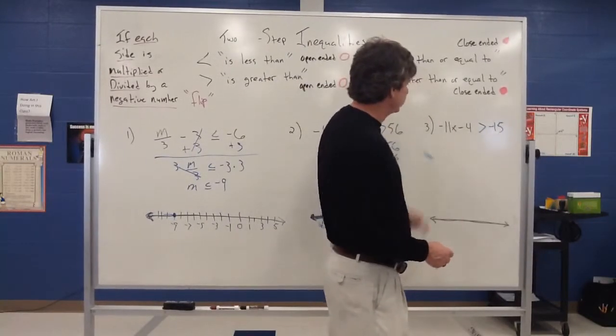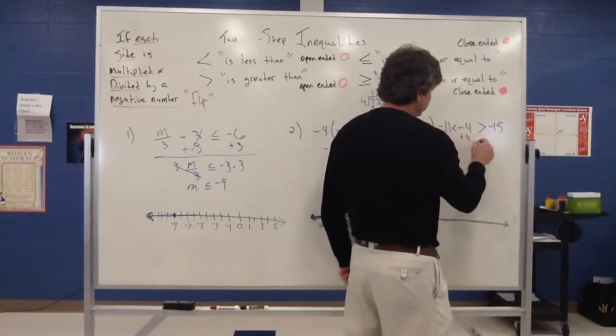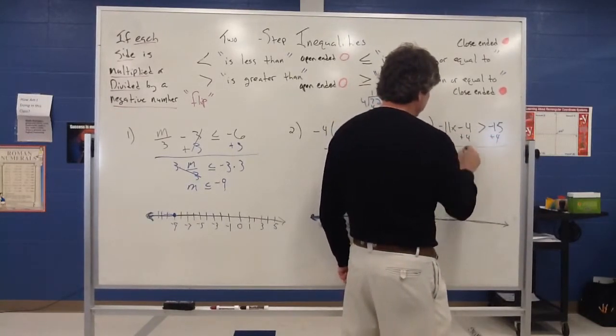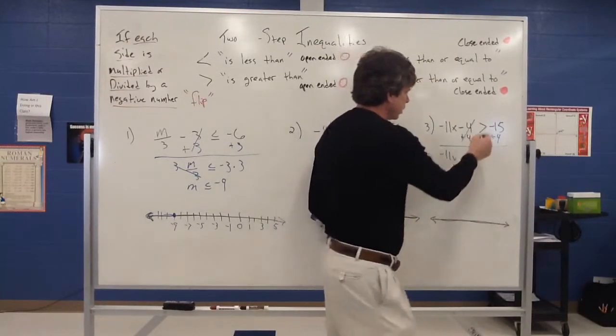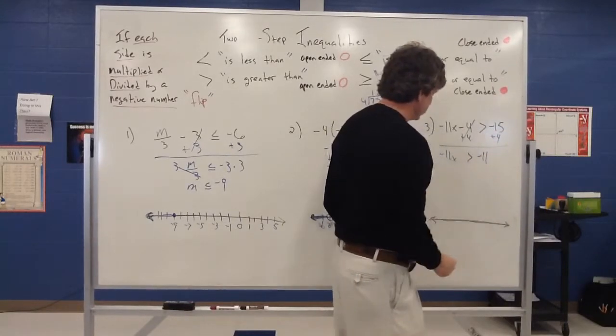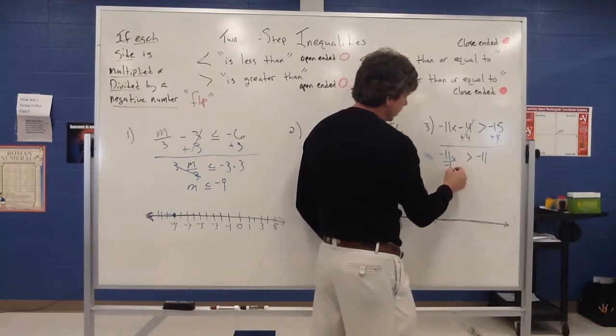So over here, I need to solve for x. Zero out the -4 with a +4. So I have a -11x. The -4 and the +4 will zero out. It's greater than a -15 and a 4 would give me a -11. To get the x by itself, I make that -11 disappear. I need to divide each side by -11.